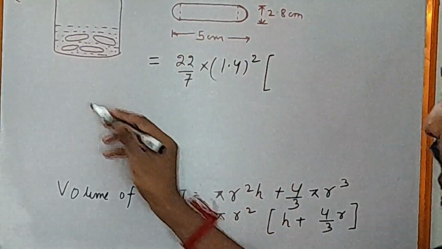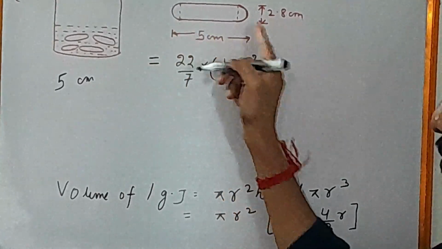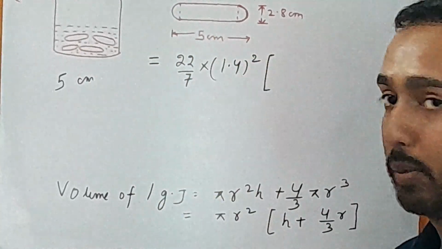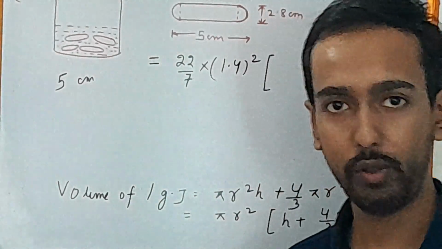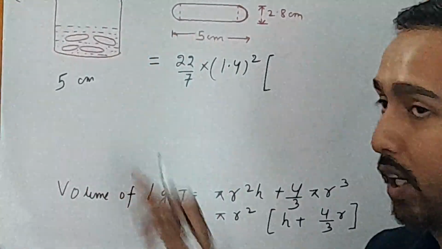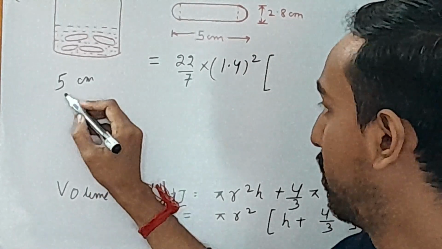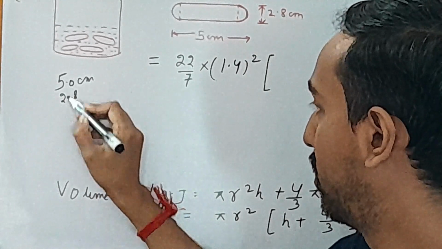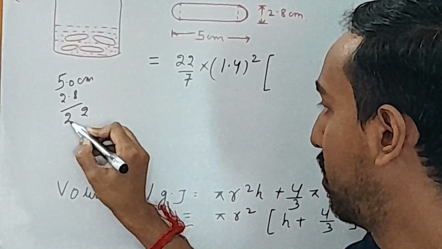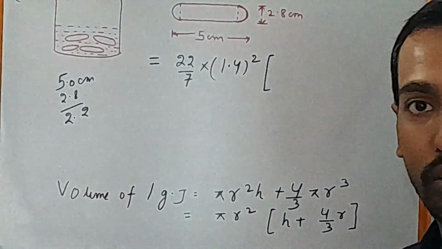Since we know that the total height is given as 5 centimeter and the radius of each hemispherical part is 1.4, if you multiply 1.4 by 2, it comes out to be 2.8. So we have to subtract 2.8 from 5 in order to get the total height of the cylindrical part. So the cylindrical part has the radius 2.2 centimeter. Just put this value in our formula.